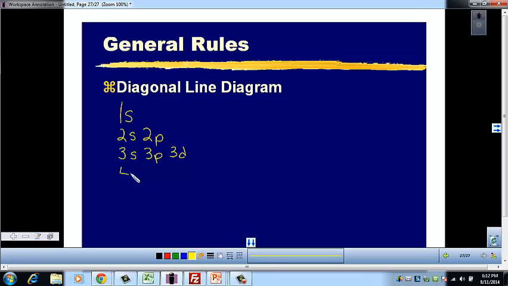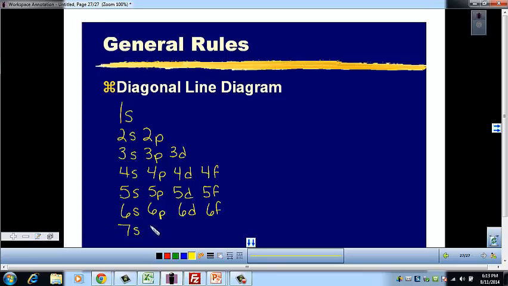And then in the fourth row it's 4s, 4p, 4d, and 4f. And you're going to continue on down with 5s, 5p, 5d, and 5f. Try to keep your columns really straight, it'll help. Then 6s, 6p, 6d, and 6f. And then we're going to do our last row, which is 7s, 7p, 7d, and 7f.